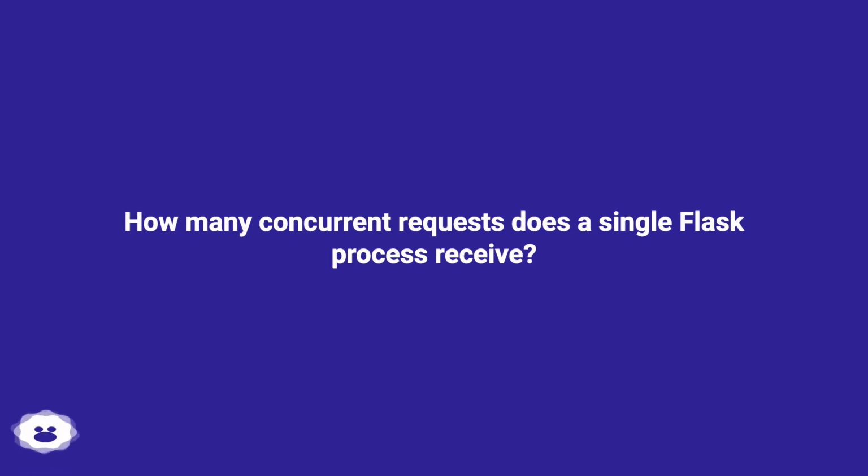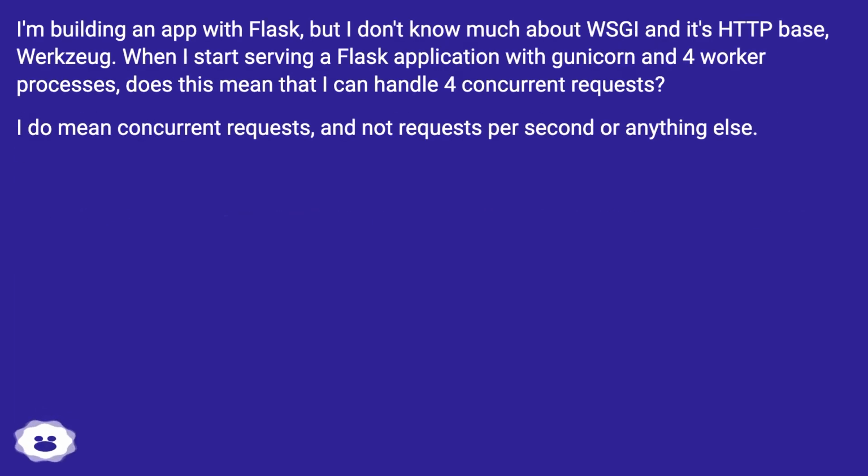How many concurrent requests does a single Flask process receive? I'm building an app with Flask, but I don't know much about WSGI and its HTTP base, Werkzeug. When I start serving a Flask application with gunicorn and 4 worker processes, does this mean that I can handle 4 concurrent requests? I do mean concurrent requests, and not requests per second or anything else.